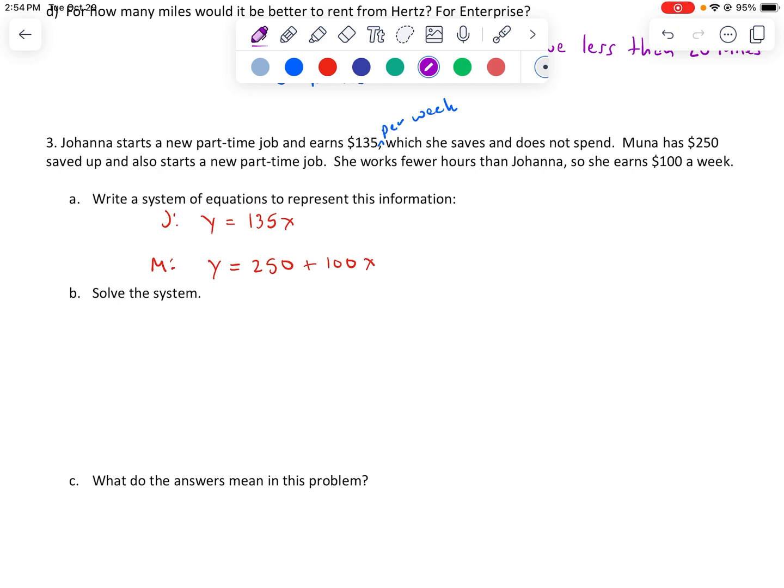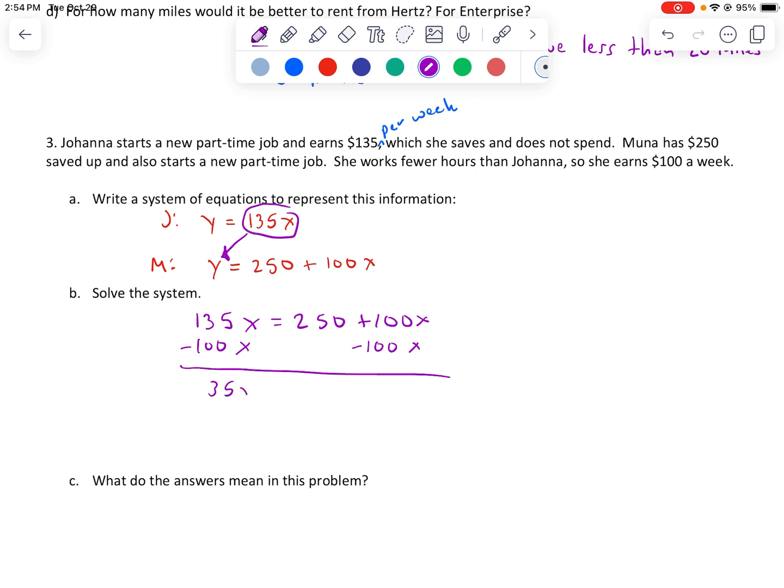Okay, so I'm going to choose substitution. Since they both equal y, that means they equal each other. So I'm going to have 135x equals 250 plus 100x. Again, you want all your x's on the same side, so I'm going to subtract 100x from both sides. So we're going to have 35x equals 250. Then if we divide both sides by 35, we're going to get x equals 7.14.